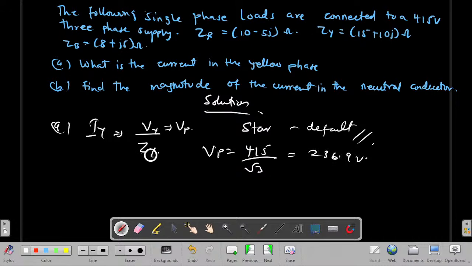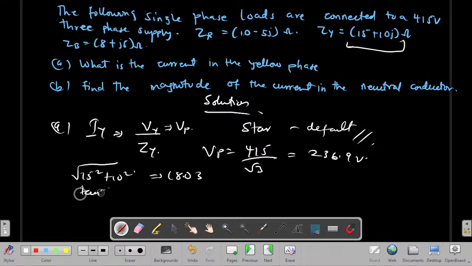Because I'm going to do this division, remember this is a magnitude. My ZY here has been given in the rectangular form. You need to represent it in magnitude and direction. So you convert this as a complex number. What do you get? You get the magnitude to be the square root of 15 squared plus 10 squared. And what are you getting? You are going to get 18.03.